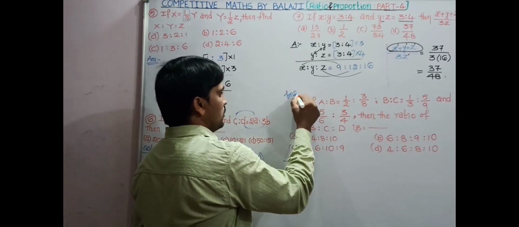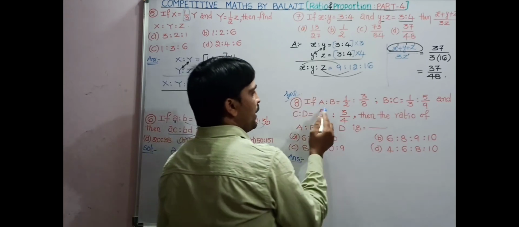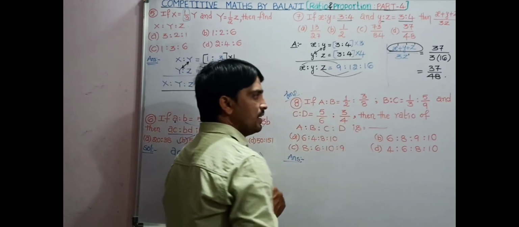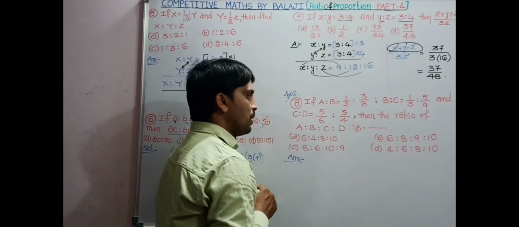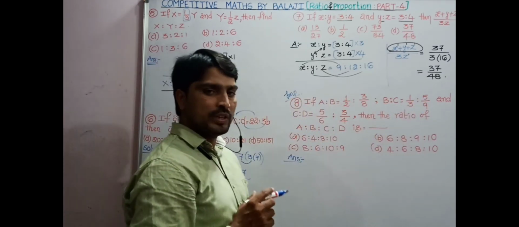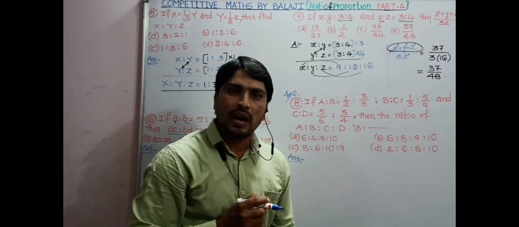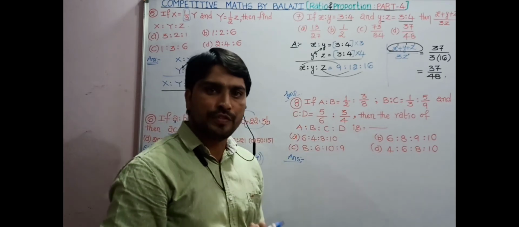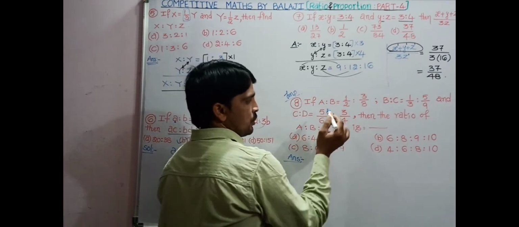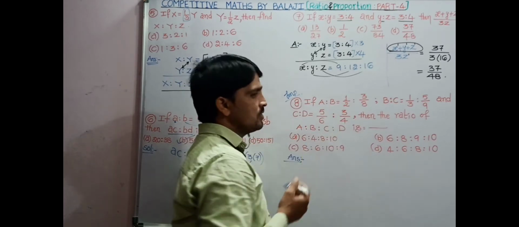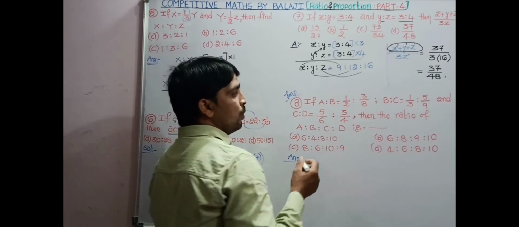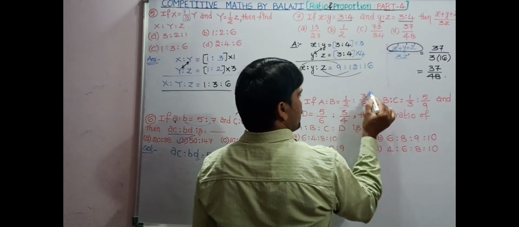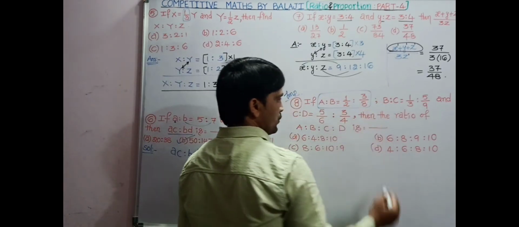Important one. If A is to B is 1 by 2 is to 3 by 8, B is to C is 1 by 3 is to 5 by 9, and C is to D is 5 by 6 is 3 by 4. We know that ratios are always expressed in terms of integers, whereas here ratios are given in terms of fractions or quotient numbers. So first of all, we have to simplify these ratios.